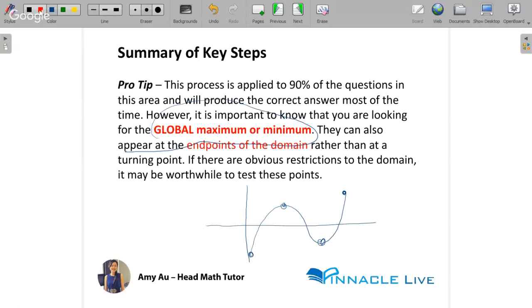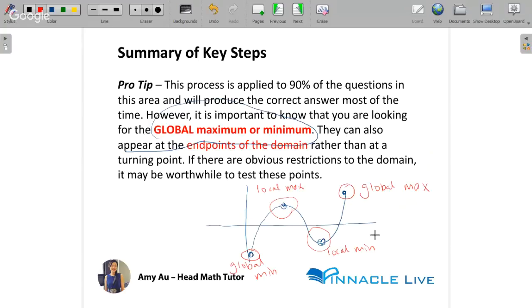So the derivative process only gets you turning points like these, right? But they're not necessarily the highest or the lowest point in the given domain. So the terminology here, for example, this one is a local maximum. This one is a local minimum. And this one here would be considered a global maximum. And this one here would be considered a global minimum.